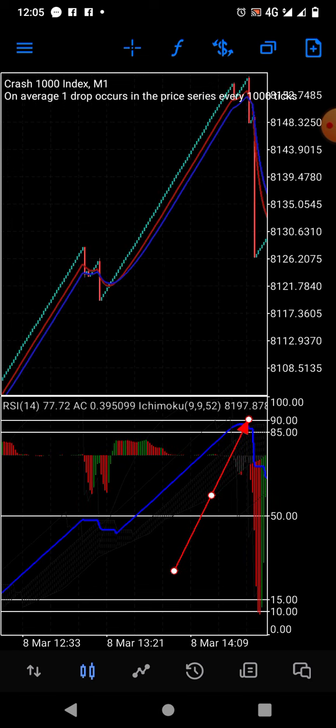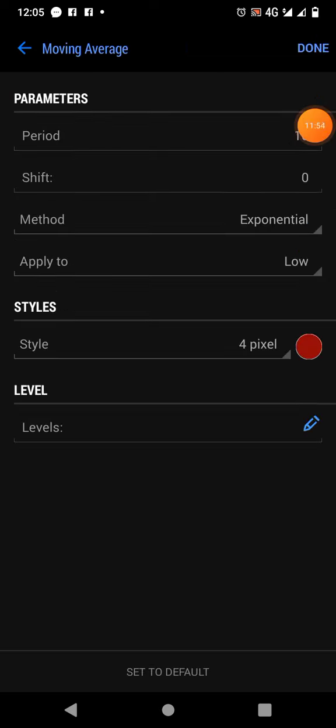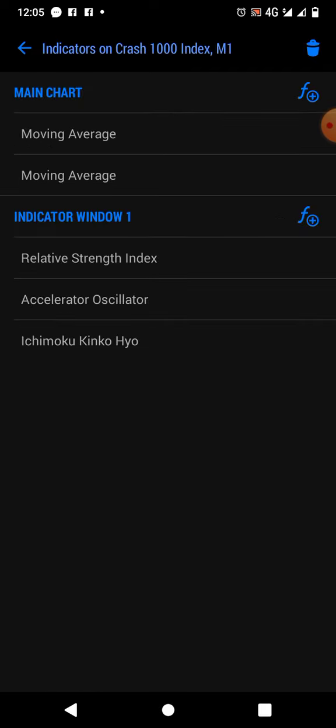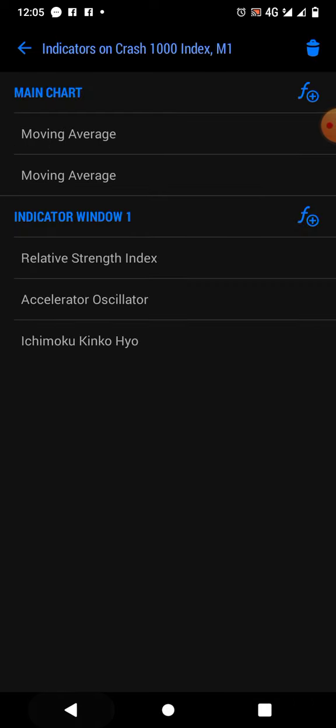So let me go ahead now and give you the settings for this wonderful indicator, wonderful strategy, guys. On the main chart, we have the moving average period 10, shift 0, method exponential, apply to low, style 4 pixel, color red. When you're done, you click on done. The next indicator is the moving average period 16, shift 0, method exponential, apply to low, style 4 pixel, color blue. When you're done, you click on done.